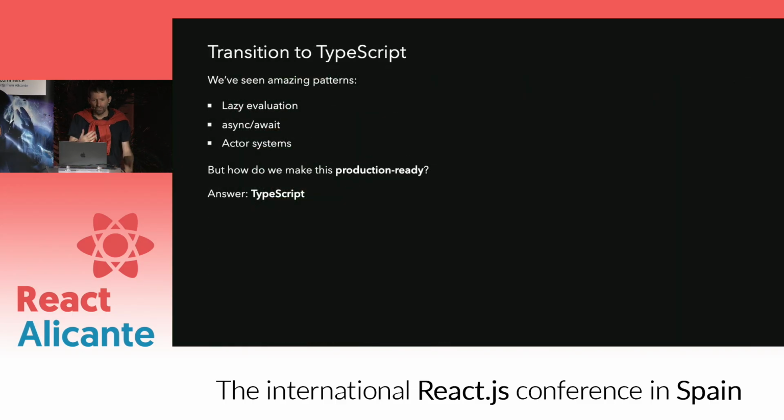So we have seen that generators enable these beautiful patterns. We have seen that they have lazy evaluation that allows us to create infinite sequences. We have seen how even async await was built on generators. So generators are not some toys, they are something really powerful. But what are we missing before going to production? Well, we are missing type safety. So how do we make our generators fully type safe?